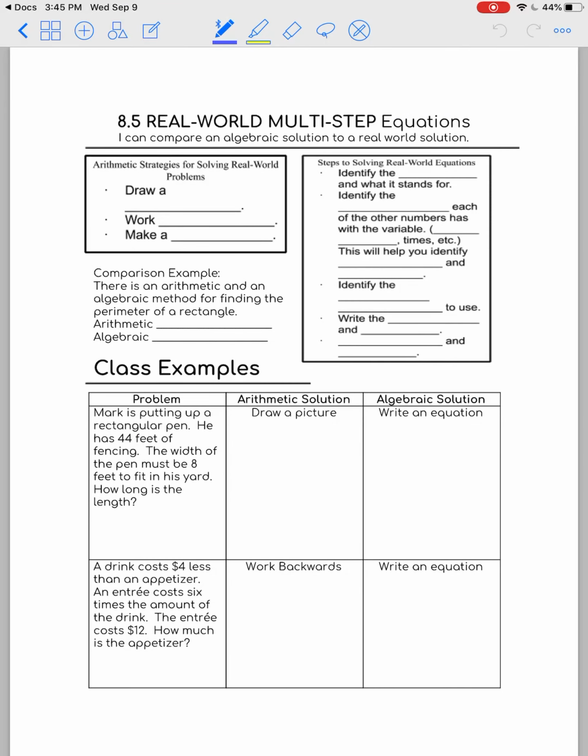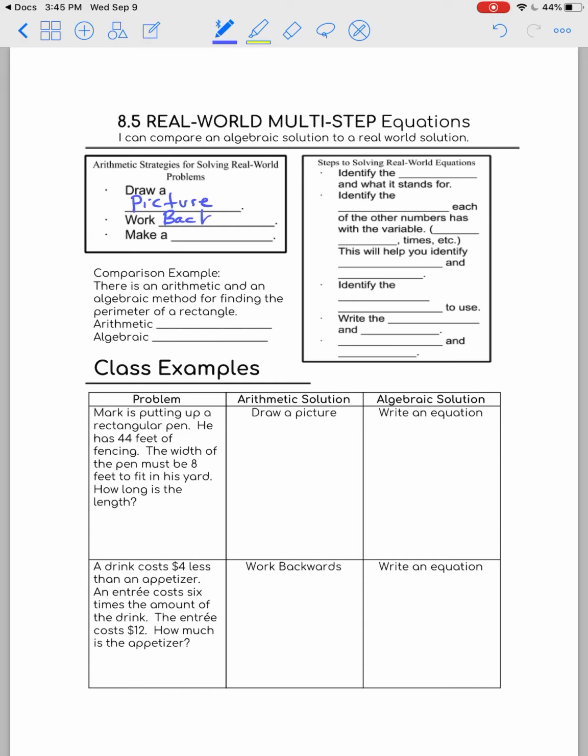All right, folks, this is the last section for Unit 8. Real world multi-step equations. We're going to put everything we've learned to use. In order to solve real world multi-step equations, sometimes it helps to draw yourself a picture.